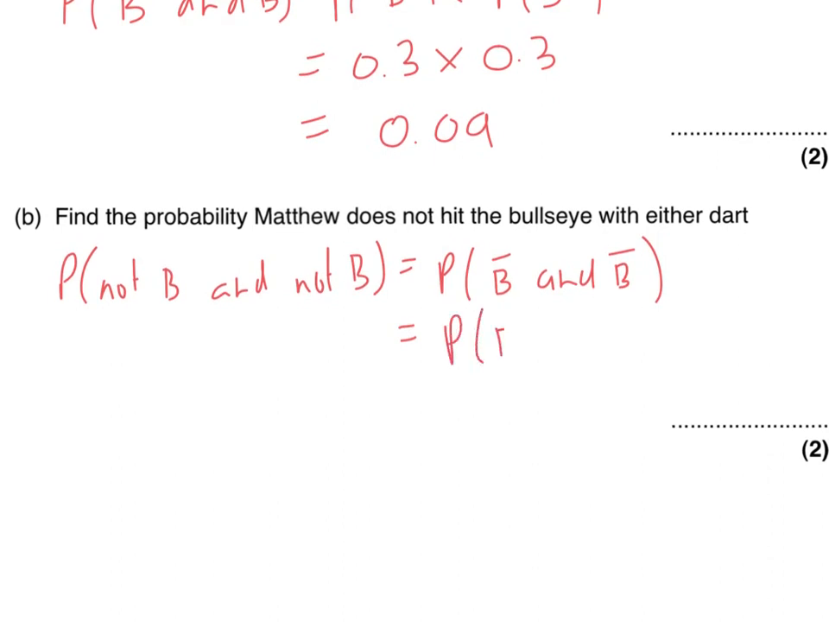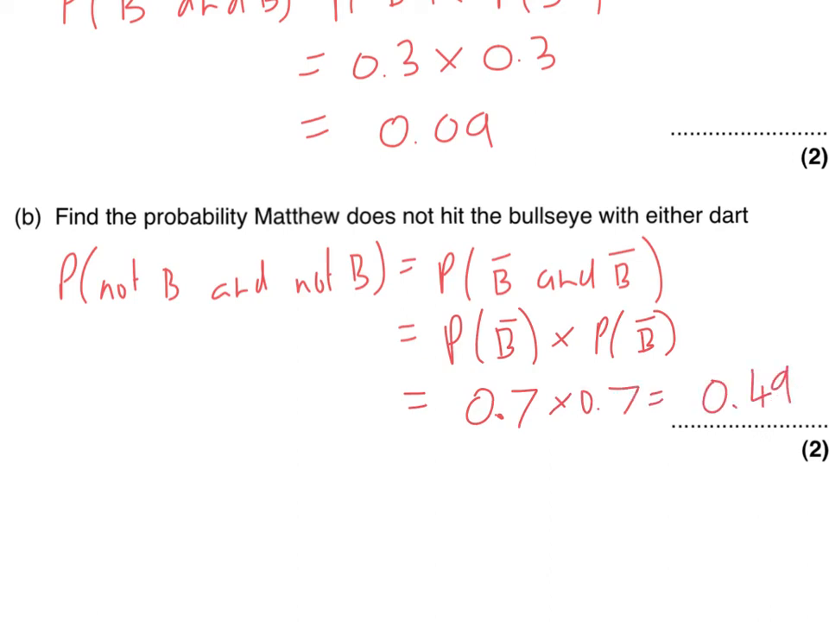Again, we're assuming independence, so the probability of not getting bullseye in the first go does not affect the second go, so we can use that rule of multiplication. Chances of not getting bullseye then would be 0.7, because the chance of getting it is 0.3 and they should add up to 1. You either get bullseye or you don't get bullseye. Same for both of them, and 0.7 times 0.7 is 0.49.